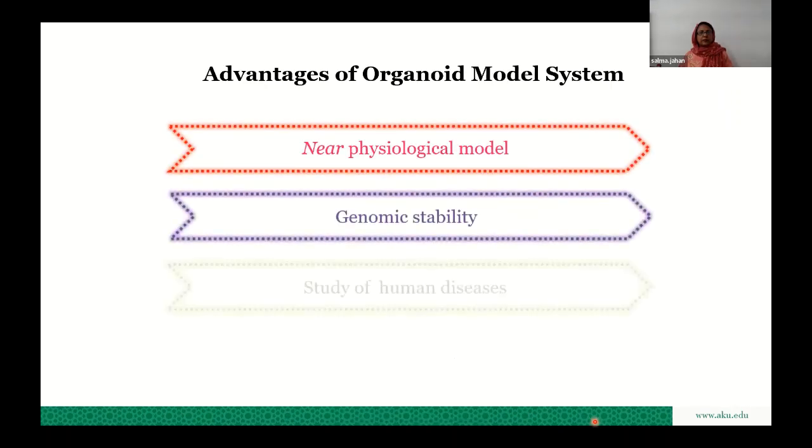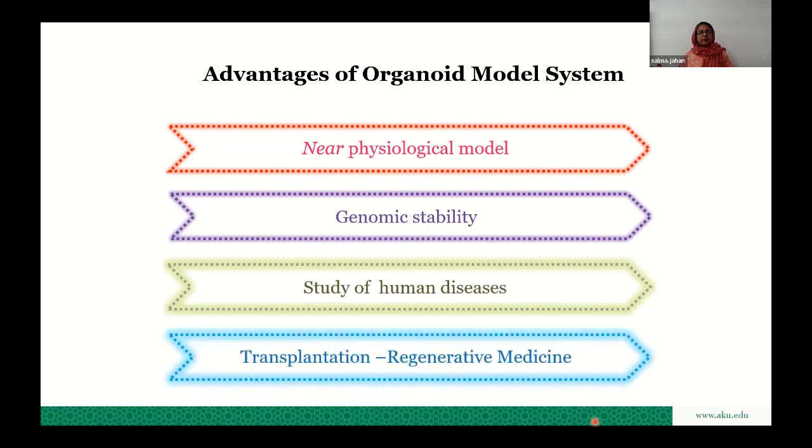There are multiple advantages of utilizing this organoid model system, because they are very close to the physiological model, they have genomic stability, you can study many human diseases in vitro, and they can be utilized for regenerative medicine.